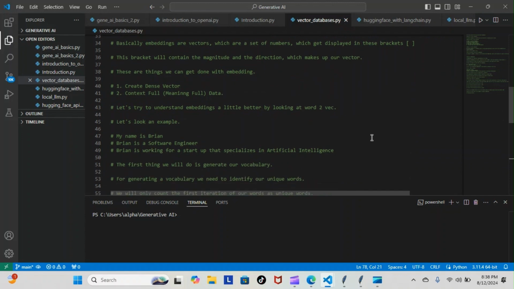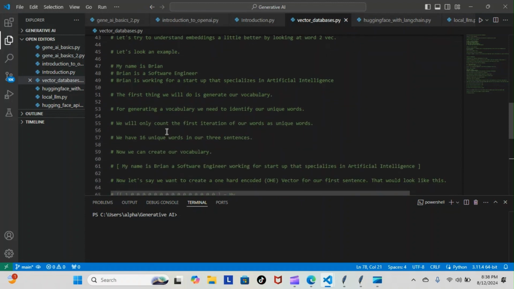Let's try to understand embeddings a little better by looking at Word2Vec. Let's look at an example here. So you see, my name is Brian. Brian is a software engineer. Brian is working for a startup that specializes in artificial intelligence. The first thing we would do is generate our vocabulary. For generating the vocabulary, we need to identify our unique words. Let's move down some. We will only count the first iteration of our words as unique words.